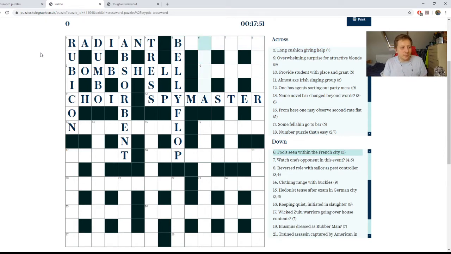Falls seen within the French city. Falls seen within the French city. It does feel like ing should be the end of that long cushion. Yeah, you're right. I mean, the French is la. So we're probably after a city, 5 letters starting with L.